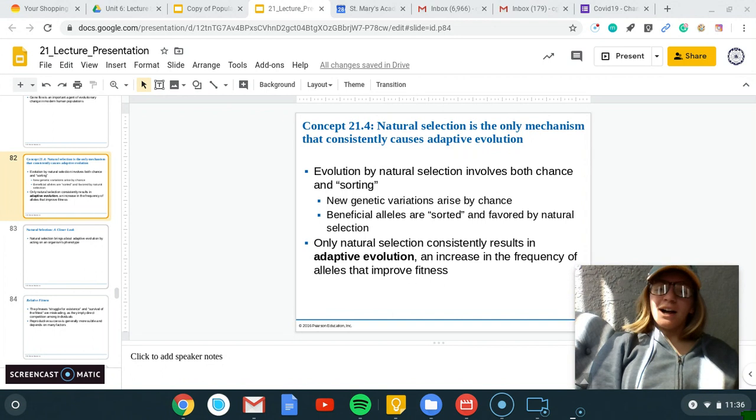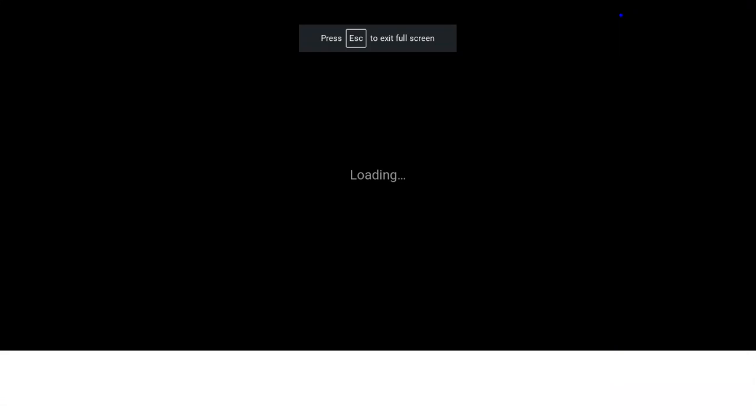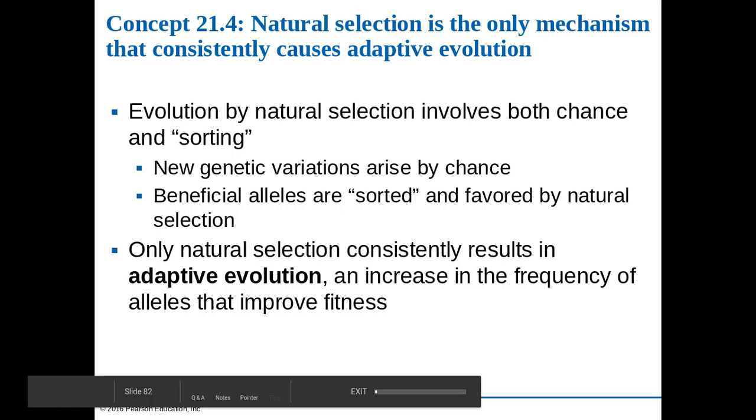So today we'll be talking about 21.4 of Campbell, which talks about how evolution affects populations. Natural selection is the only type of the three that were discussed in 21.3 that causes adaptive evolution consistently.